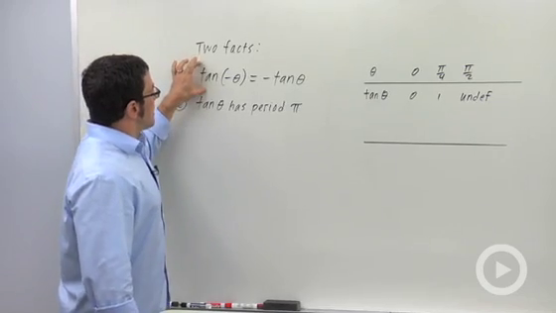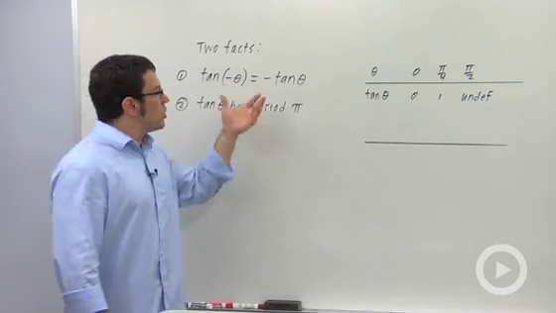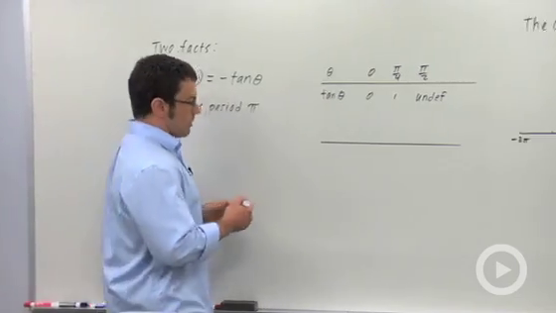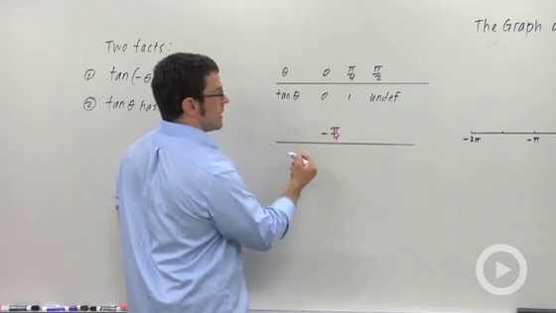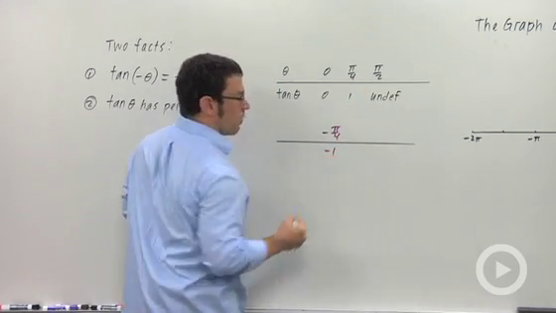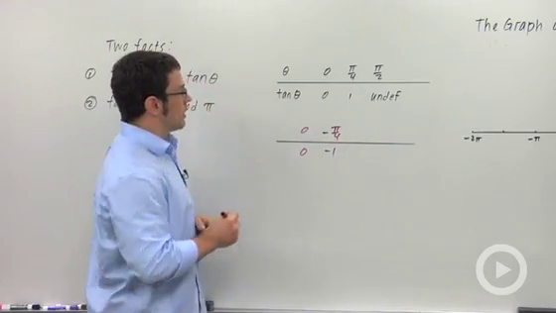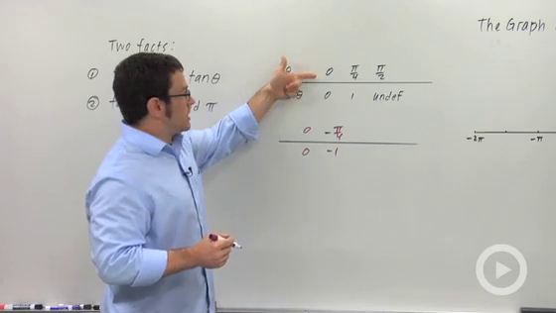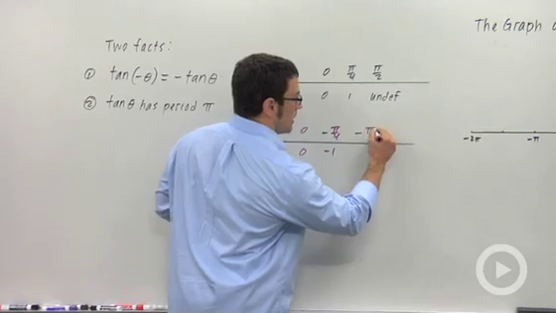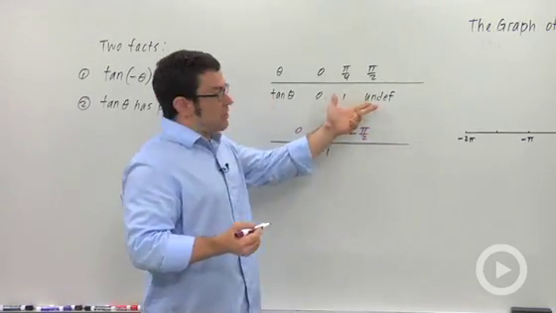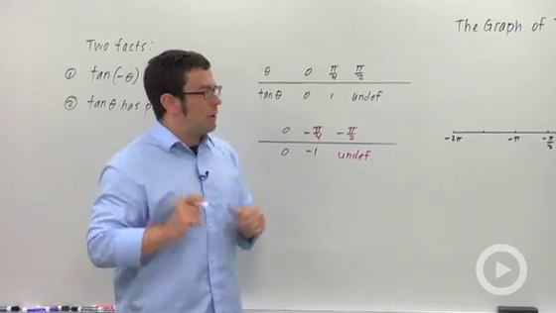Now, this fact means that if you take two inputs that have opposite values, you get opposite outputs. So for example, if I plug negative pi over 4 into tangent, I get the opposite output, negative 1. So tangent's an odd function. And of course, the opposite of 0 is 0, gives me the opposite output, which is also 0. And the opposite input, negative pi over 2, it's still going to be undefined. And this helps me complete a single period of the tangent function.